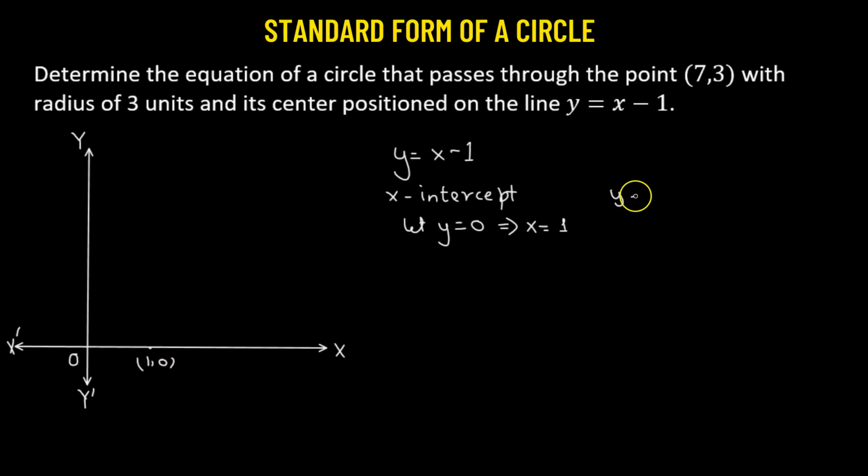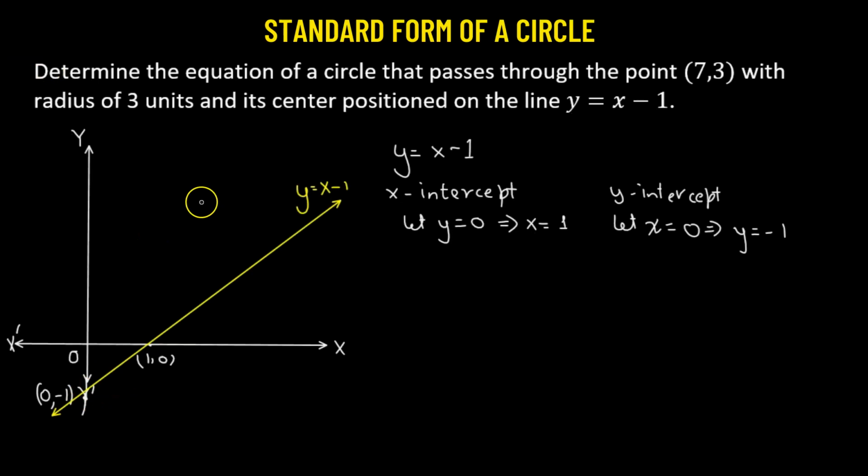Then we will find the y-intercept of the line. It will be the other way around. To find the y-intercept, we suppose that x goes to 0, such that solving for y, we get negative 1. So y equals negative 1, which is going to lie on the negative y-axis. So we have (0, -1). That means our line is going to pass through these 2 points.